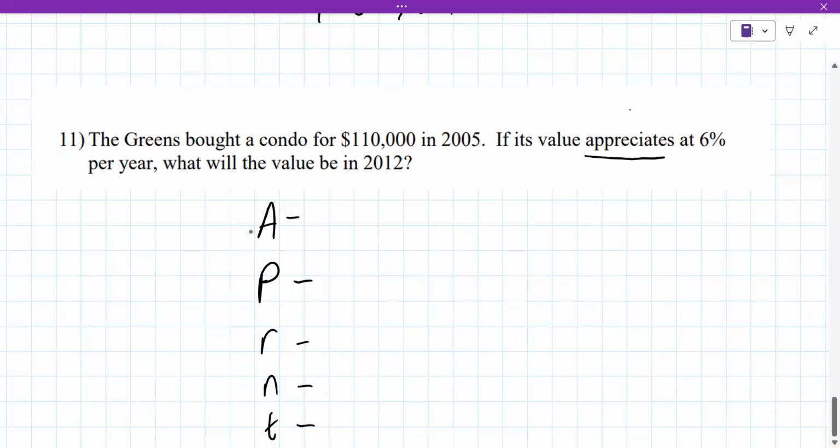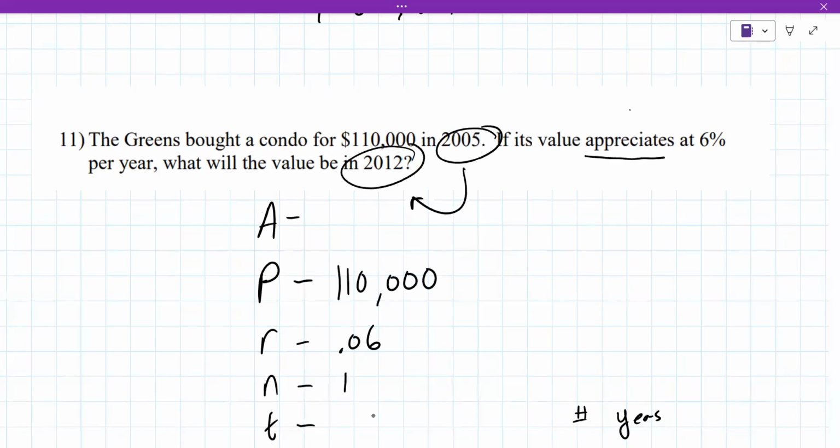P is 110,000. Okay, I agree. R is 0.06. Okay. N is 1. Okay. I think I know where your error is. T is the number of years, it is not the year. How many years are you investing this? 7. Okay, so give that another try, please. Okay.